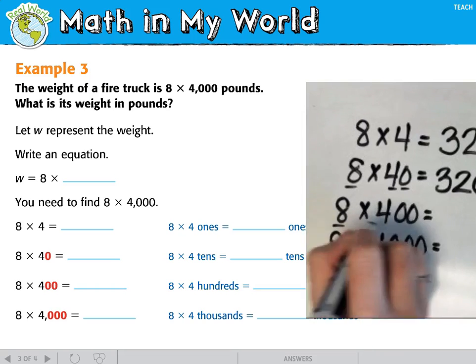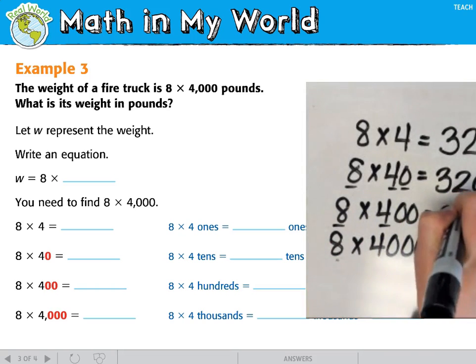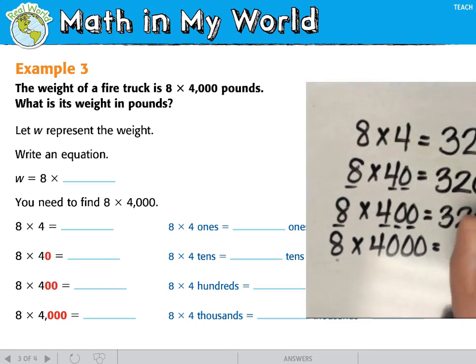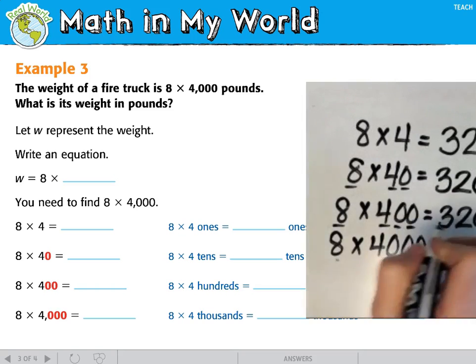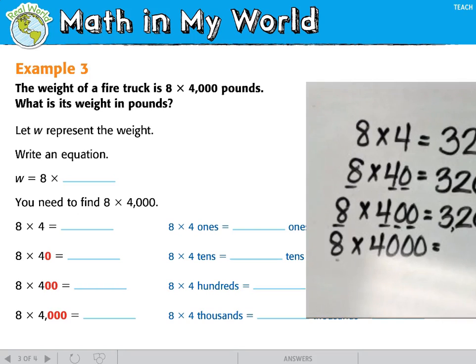For 8 times 400, I'm going to start with my basic fact. 8 times 4 is 32. And then I'm going to write my 2 zeros. What we're doing is 8 times 4 hundreds, which is 32 hundreds, which equals 3,200. Then we have 8 times 4,000. So we have 8 times 4 thousands, which is 32 thousands, which is written as 32,000 with 3 zeros, just like the 3 zeros of the 4,000 that we multiplied by.